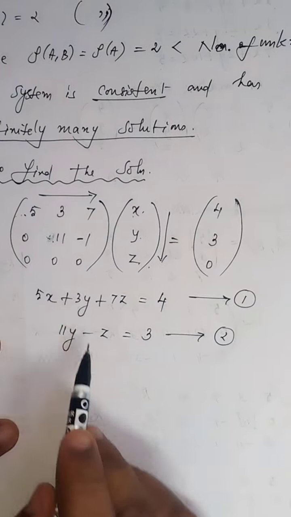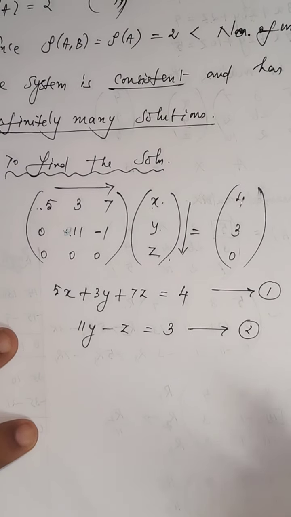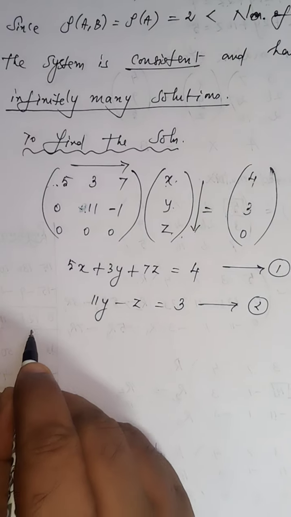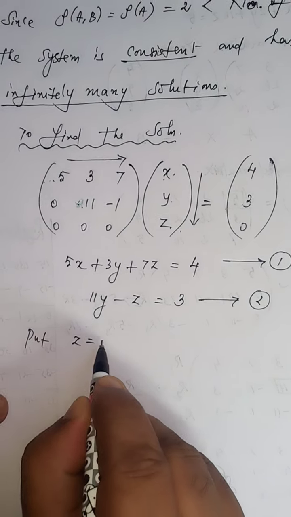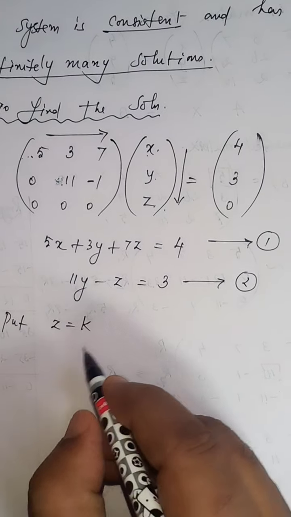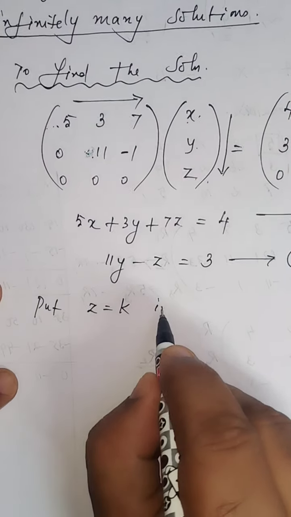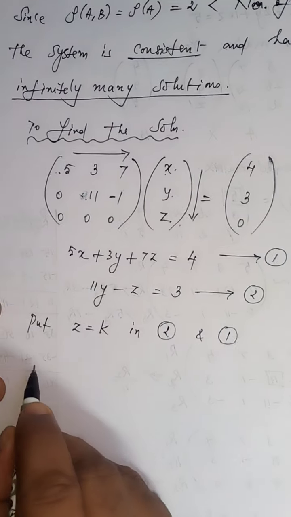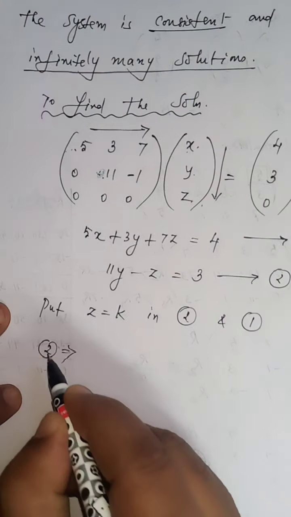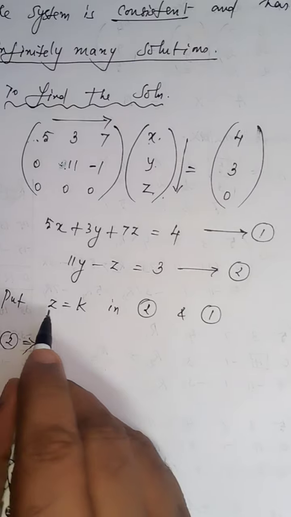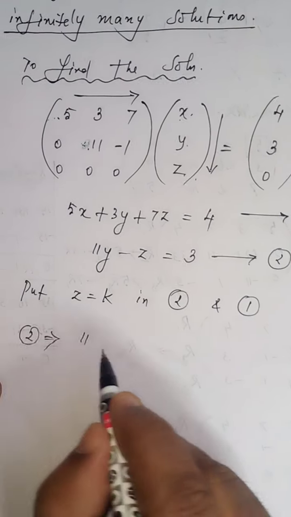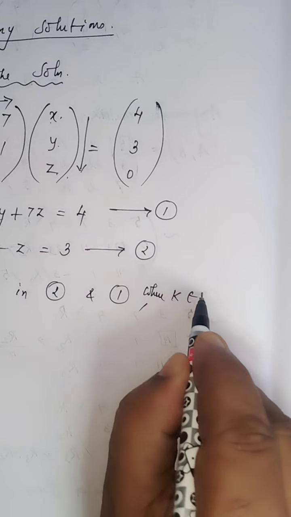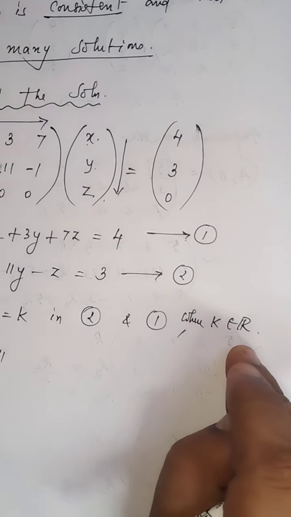Here we have 2 equations but 3 unknowns, x, y, z. In that case what to do? We have to consider z equals k. We are assuming that z equals k in equation number 2 and 1. We first start with equation number 2. In equation number 2, that z has to be replaced by k, where k belongs to a set of real numbers.